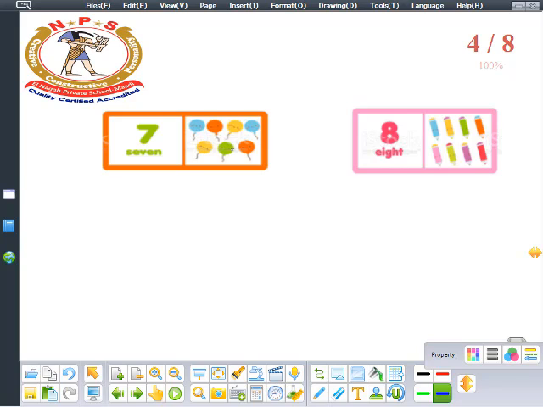Look at the next picture. These are colored erasers. Here we have 4 up and 4 down. So they are all 8. 8 colored erasers. We know because they are 4 up and 4 down.